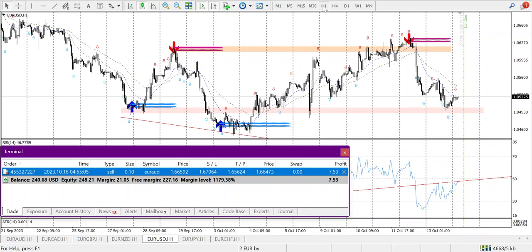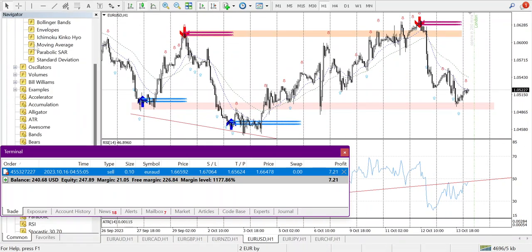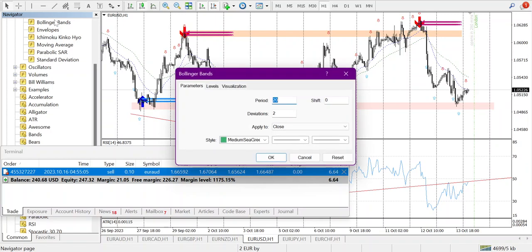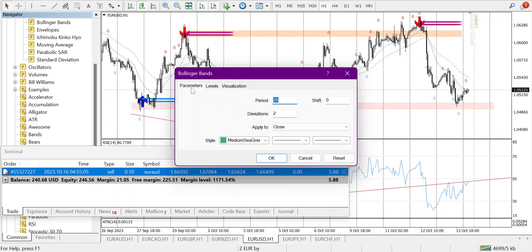So what should I do next? I don't know. Bollinger band. I think I should involve Bollinger band here. Bollinger band is only beneficial when it is in a range.